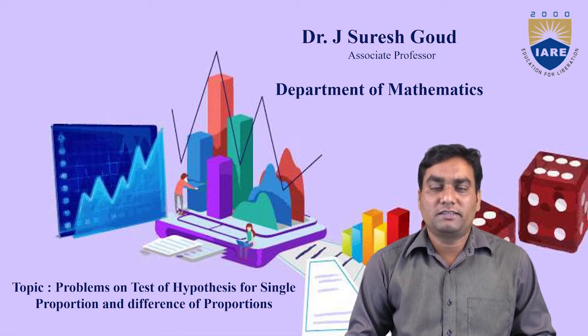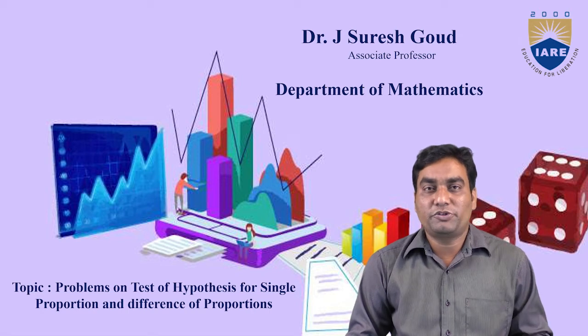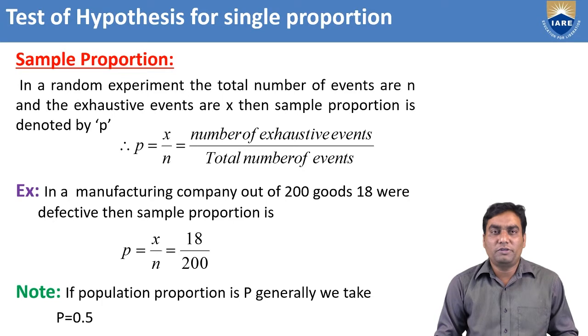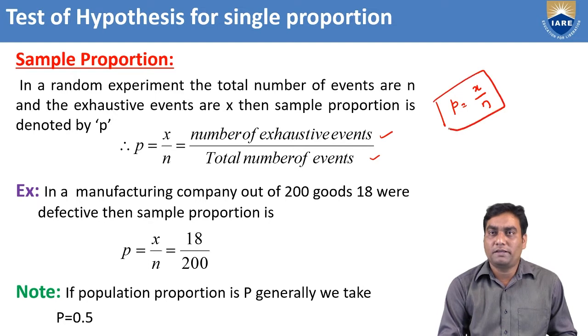Today we are going to discuss different types of problems in test of hypothesis for single proportion problems, similarly difference of proportions problems. Before going to discuss single proportion or difference of proportions, as we have discussed in the previous sessions, what is sample proportion? Sample proportion is the number of exhaustive events by the total number of events. If the number of exhaustive events is X and the total number of events is N, then the proportion is denoted by small p.